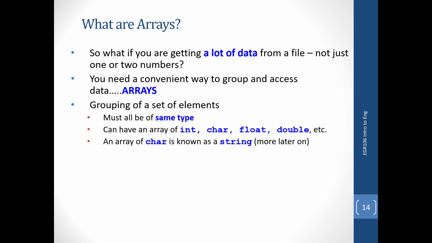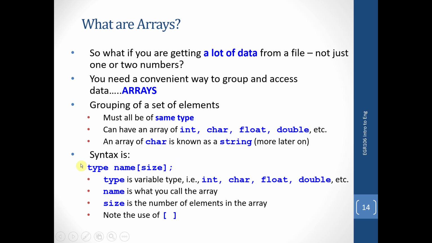Okay, so we use arrays to conveniently access large groups of data. That's why we use it for strings, because we're going to have a group of characters that always go together in a certain order. Arrays are grouped by elements, so you can't, for example, have a char and an int in the same array. They all have to be the same data type. So I can have an array of ints, an array of chars or floats, but I can't have them intermixed. If you have an array of chars, it's a string. We talked about this a little bit ahead of time, and we'll get more in depth on strings later on.